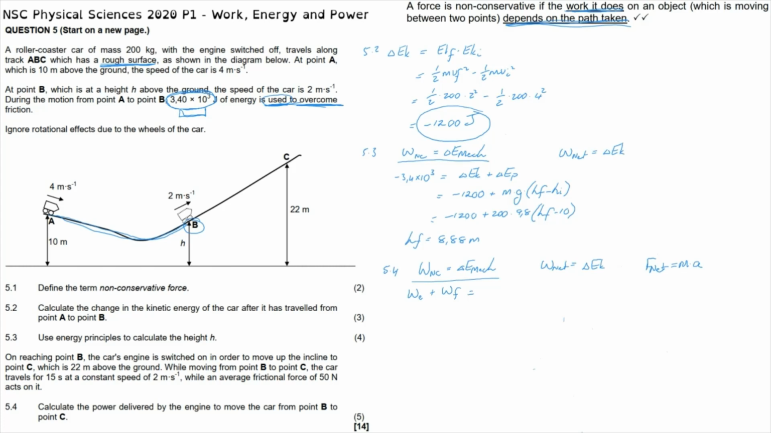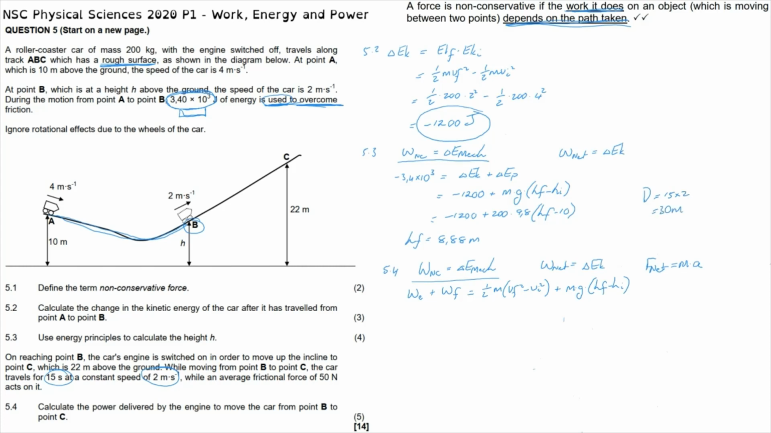The change in the mechanical energy here is now a change in the kinetic energy, 1/2 m times vf squared minus vi squared, and the change in potential energy, m times g times the final height minus the initial height. What we can do now is we can see that since this car was traveling at a constant speed of 2 meters per second for 15 seconds, we can therefore say that the distance covered in that time is equal to 15 times 2. It covered 30 meters of distance.